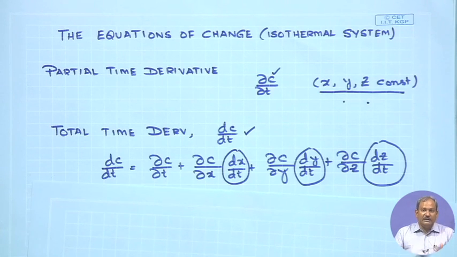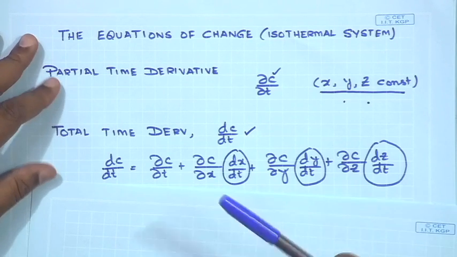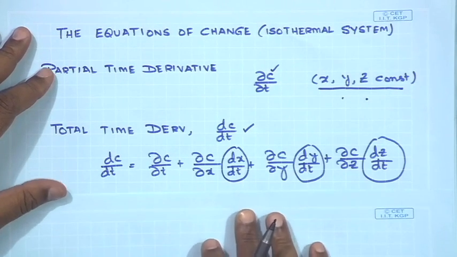So, you being the reference frame, you start to now move around, and when you start to move around, this dx/dt, dy/dt and dz/dt are the components of your velocity, and obviously the velocity of you will have an impact on the numbers that you count, and that is why it is called the total time derivative and expressed as dC/dt.